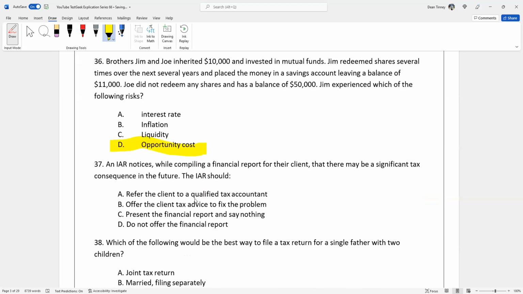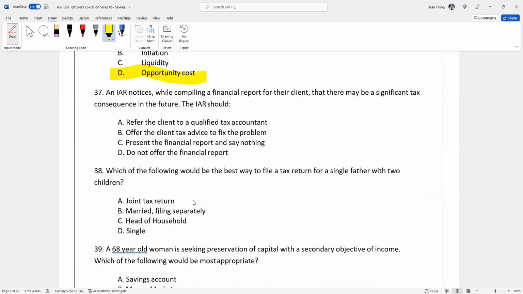An investment advisor representative notices while compiling a financial report for a client that there may be a significant consequence in the future. Again, I don't really care for Brian's phraseology here, but I do love the takeaway. We as investment advisor reps should never tell people that we are accountants or attorneys. If they need tax advice or legal advice, we should send them to the appropriate qualified individual. I'd be prepared for that as a test issue. I'm not sure you'll see this phraseology, but that's definitely testable.